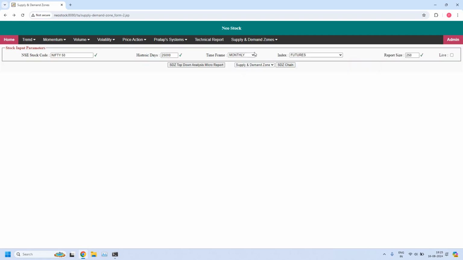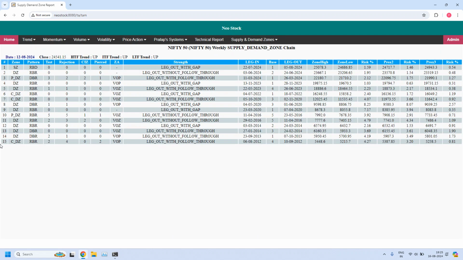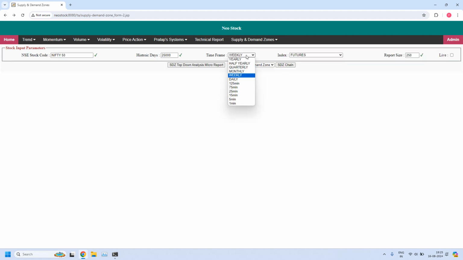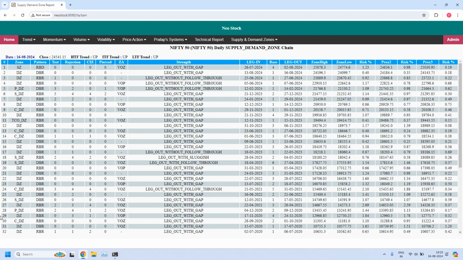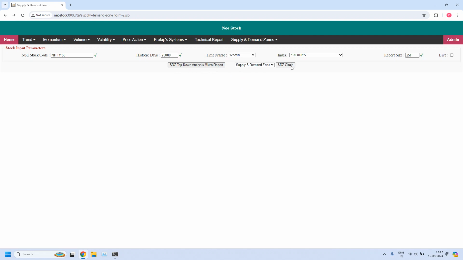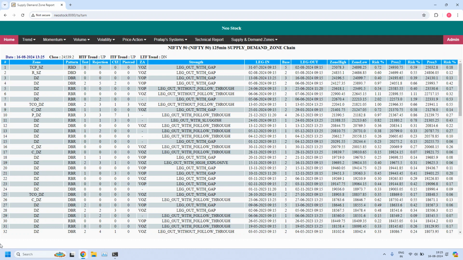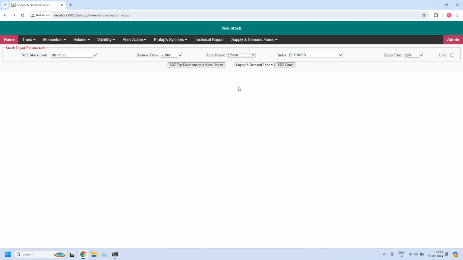So I'm going back and changing the time frame to weekly. I'm generating a weekly supply demand zone chain for NIFTY. And the next time frame is daily. I'm generating daily supply demand zone chain for NIFTY. The next time frame is 125 minutes. I'm generating 125 minute supply demand zone chain for NIFTY. The next time frame is 75 minutes. I'm generating 75 minute supply demand zone chain for NIFTY.